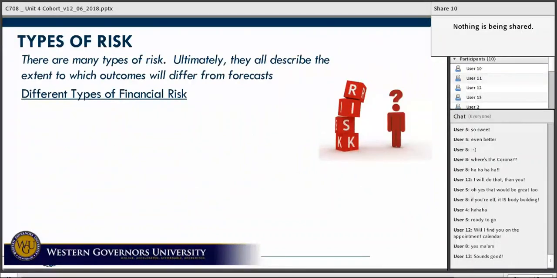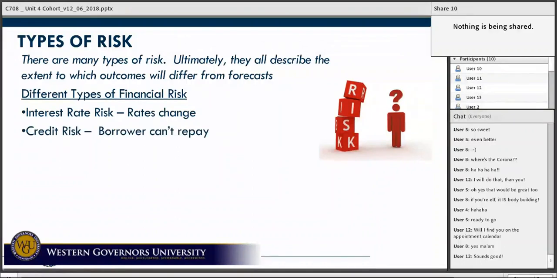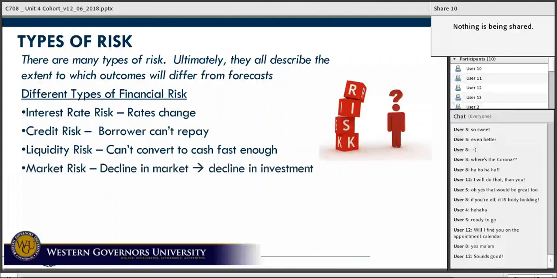There's a whole bunch of types of risks. I'm just going to run through them quickly for you here. There's the risk that if you're invested in an interest-bearing asset, the rates will change. There's the risk that if you loan money, the borrower can't repay. There's the risk that the asset is not liquid and you can't convert it to cash quickly or without a loss in value. There's the risk of just being in the market.